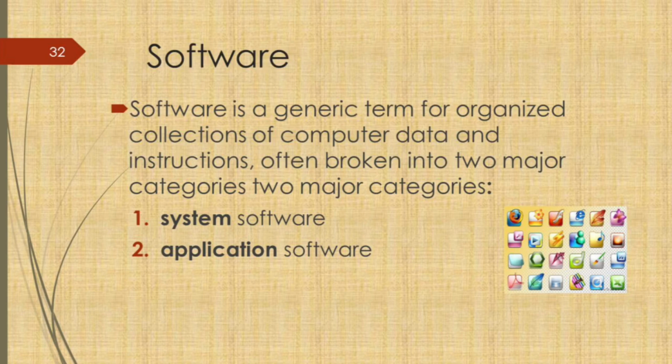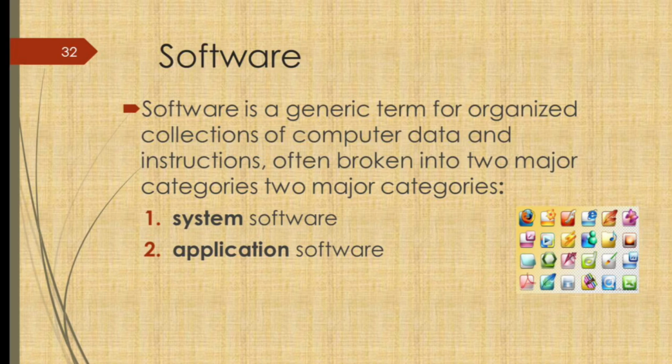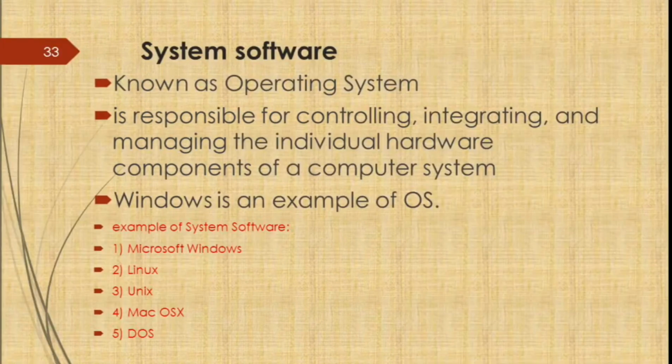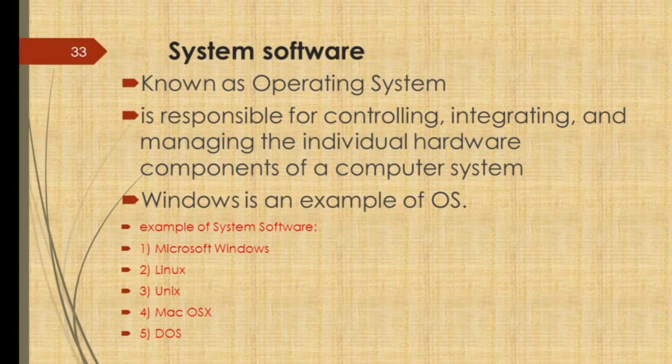Software is the generic term for an organized collection of computer data and instructions, often broken into two major categories: system software and application software. System software, known as the operating system, is responsible for controlling, integrating, and managing the individual hardware components of a computer system. Windows is an example of an operating system. Examples of operating systems: Microsoft Windows, Linux, Unix, Mac operating system, and DOS.